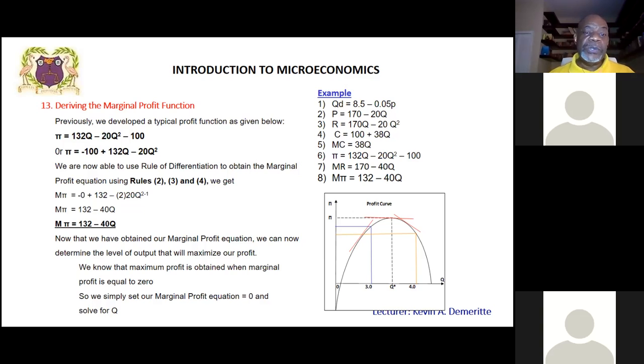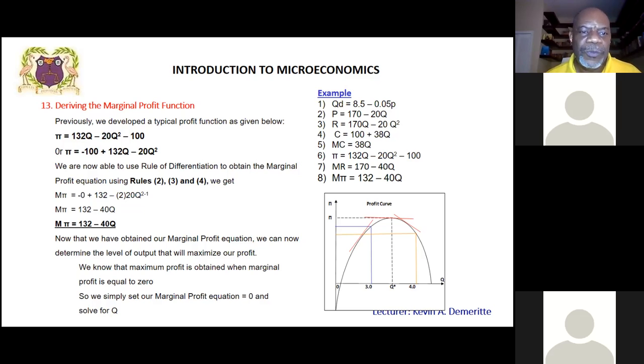Well, rule number 2 says that if I have in my function a number and a variable, 132Q, 25X, 15Y, 32K, whatever it is, if I have a number and a letter, the slope of that function as it relates to that particular piece is just the number. So that 132Q becomes just 132. Always remembering to keep the sign.